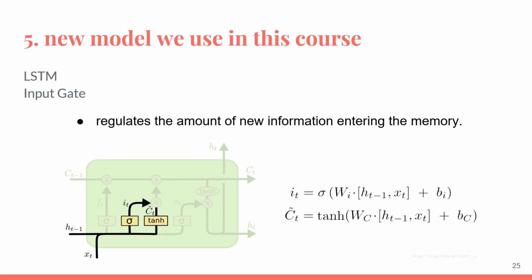The next function is the C of t function. The C of t function is a tanh layer that also takes h of t minus 1 and x of t, but it applies a different set of weights w of c, and also adds a different bias b of c. It outputs a vector of new candidate values. It is scaled between minus 1 and 1 because it is a tanh function. These candidate values are proposed updates to the cell state and are modulated by the output of the input activation.